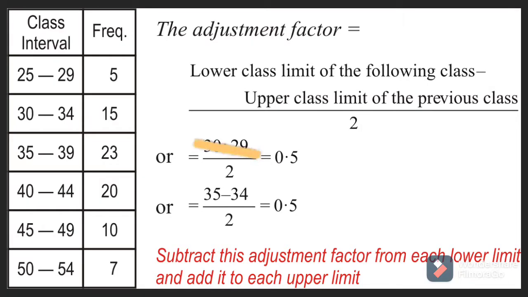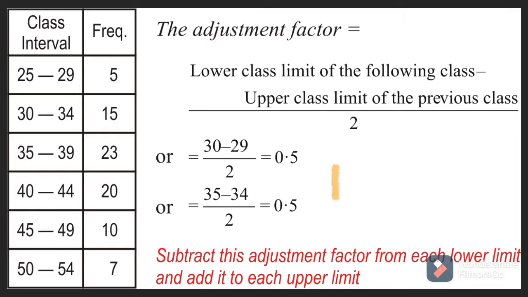We have rewritten the data vertically as it is shown here. Here we can see that the upper class limit of one class is different from the lower class limit of the immediate next class. But we have to make them equal with the help of the adjustment factor. We have taken out the adjustment factor this way. I have shown here two examples, but for every class the adjustment factor will be the same.